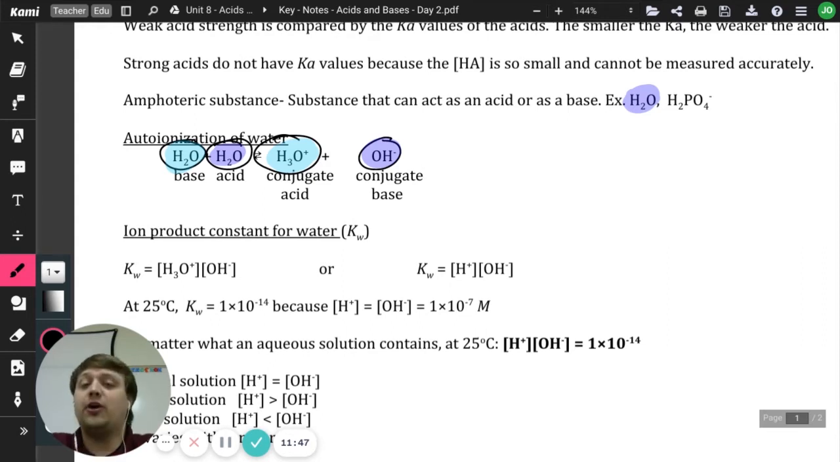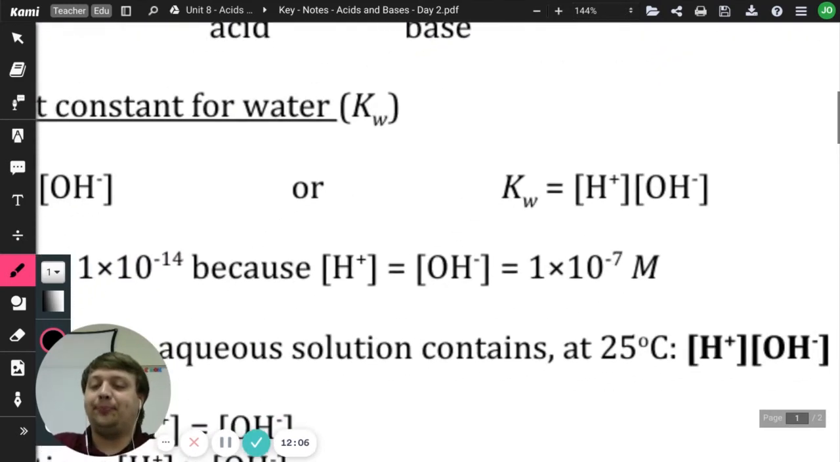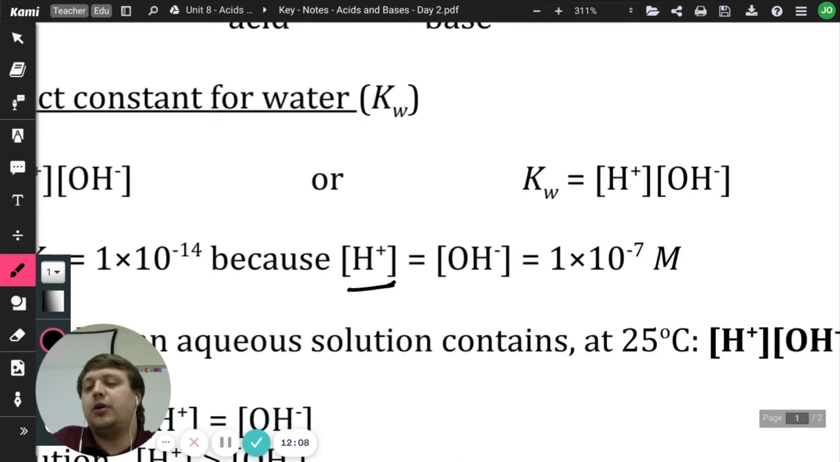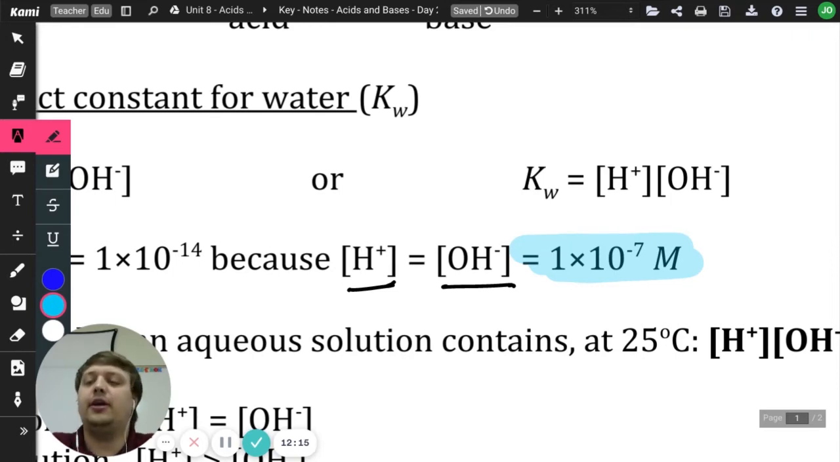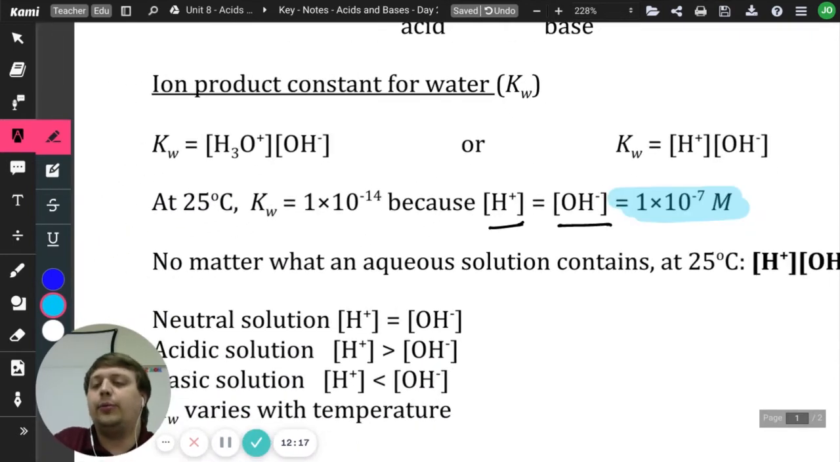Now, if we're talking about water at 25 degrees Celsius, the Kw is going to equal 1 times 10 to the negative 14, because that means your hydrogen and hydroxide concentrations are going to be equal to one another. So your hydrogen concentration equals your hydroxide concentration, and that number is 1 times 10 to the negative 7. When we multiply those two together, we end up with 1 times 10 to the negative 14.